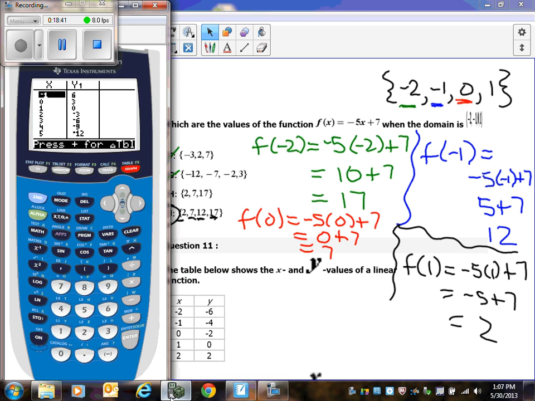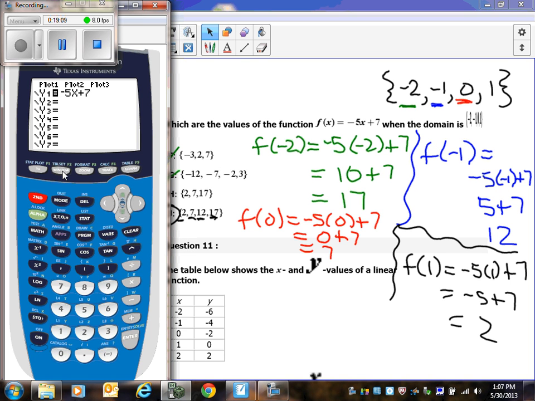So we're going to go ahead and type in our function, which is -5x plus 7. Now you have a choice here. We could just simply go to the table and look for those x coordinates of -2, -1, 0, and 1. They're all in order.